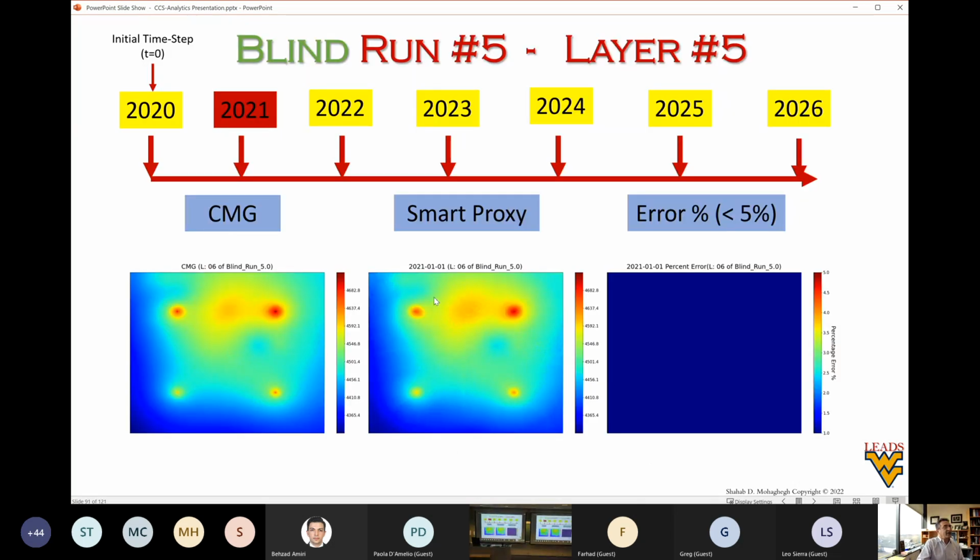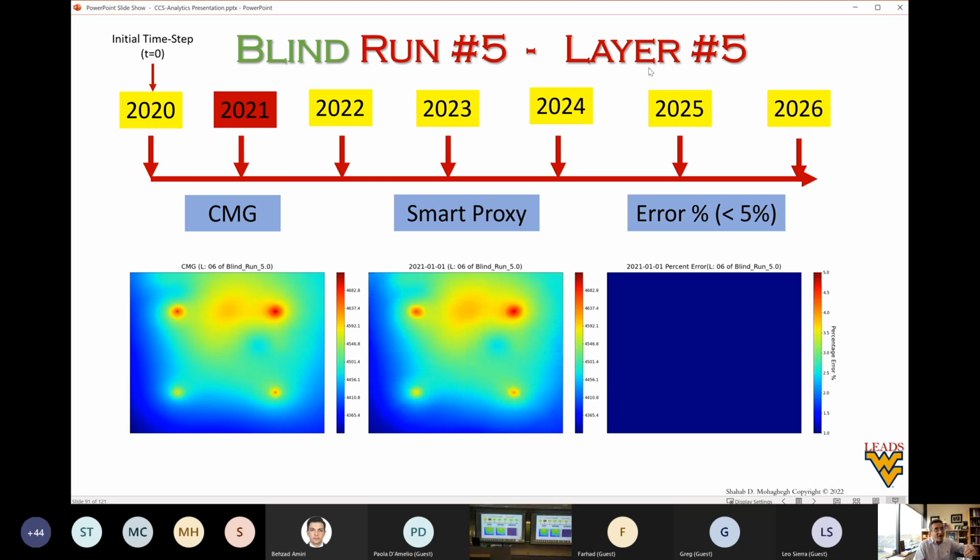Okay, I'm going to spend a little time on this one, but then I'm going to show you many of these so you can see it's important. What you see is a blind run. This one is blind run number 5. We have 4 blind runs: number 5, 9, 13, and 17. And each one has 51 layers.